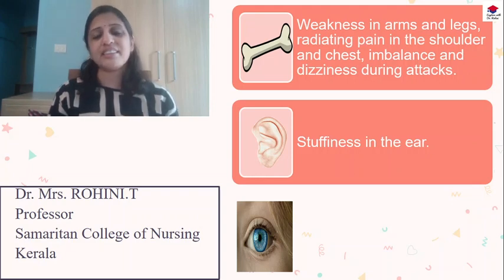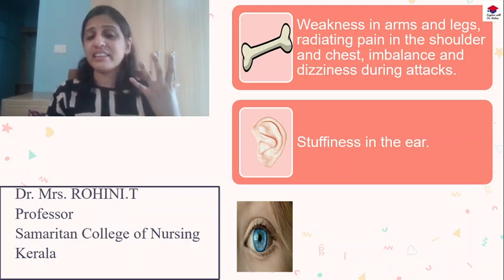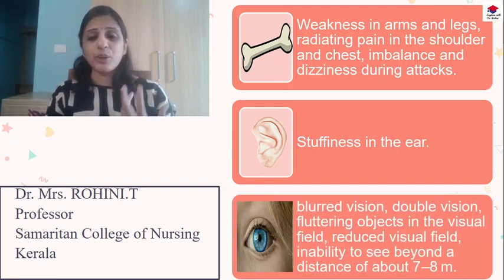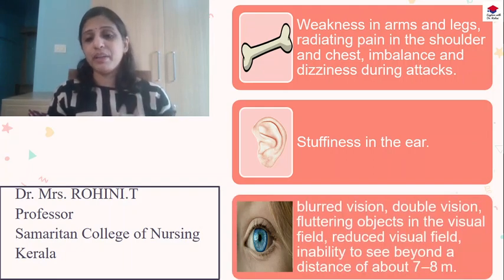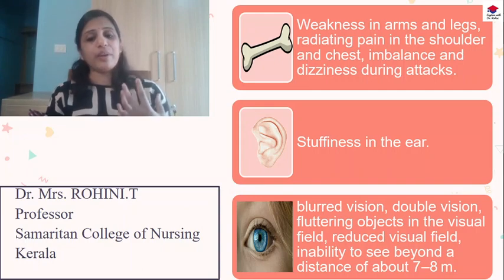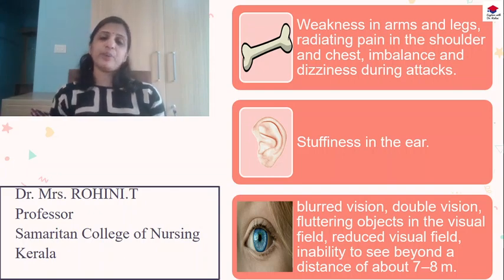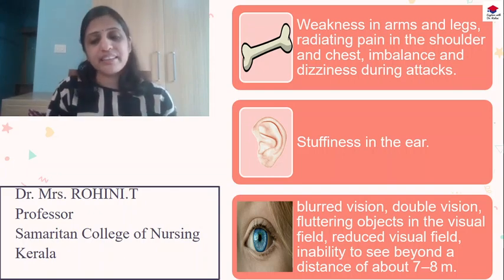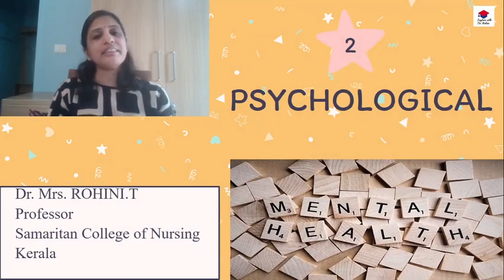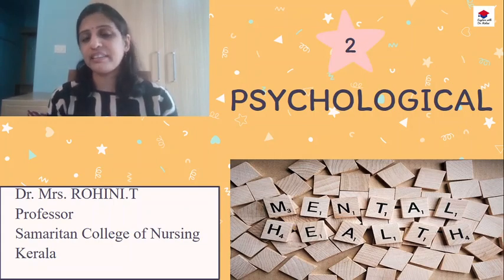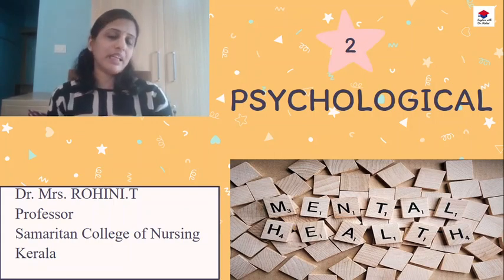Regarding her ear, she always feels that her ear is stuffed up. So there is stuffiness in the ear. Coming on to her vision, already I told you there is blurred vision, double vision, fluttering objects in the visual field, reduced visual field, and inability to see beyond a distance of 7 to 8 meters. So these are the main problems found in the physiological aspect, intrapersonal stressor, for a patient with multiple sclerosis.